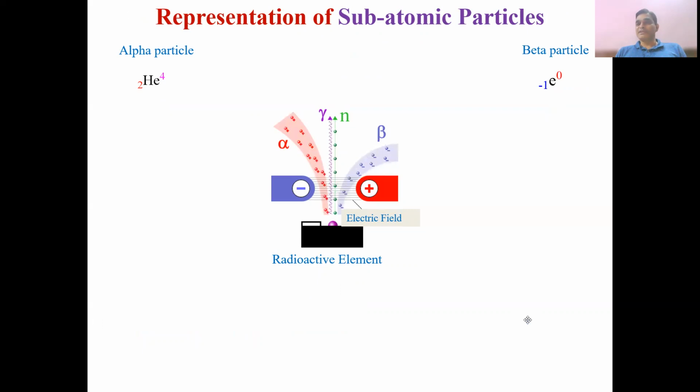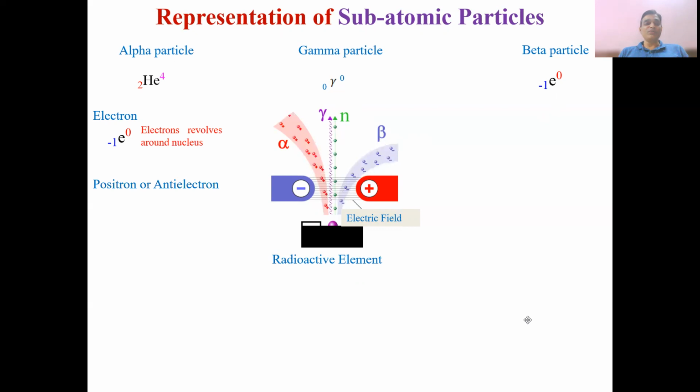The beta particle is represented as small e with 0 as a superscript and -1 as a subscript, while the gamma ray is represented as gamma with 0 as a superscript and 0 as a subscript. Next, electrons are like the beta particles, but they differ in their origin. As we already discussed, beta particles are nuclear in origin, as you can also see in the diagram, while electrons are present outside the nucleus, though the representation of both is the same. Electrons revolve around the nucleus.